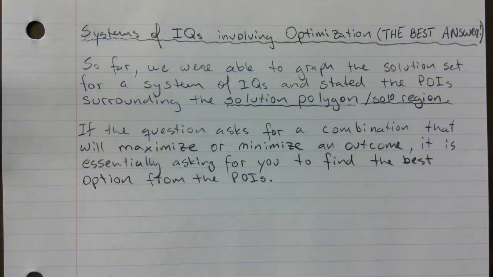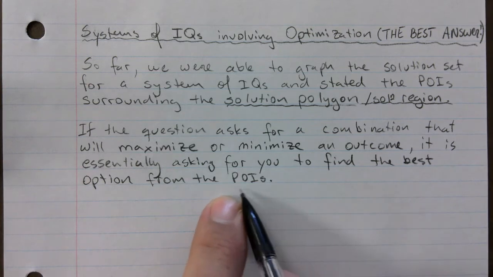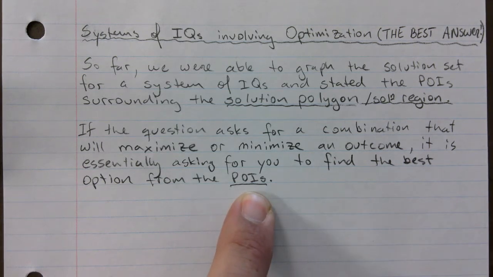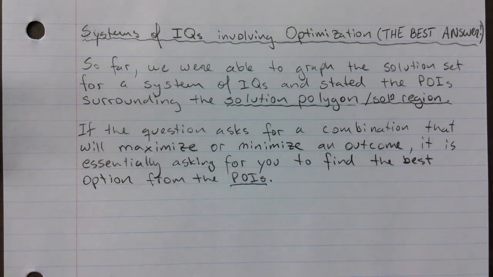So if it says, hey, find a combination that will maximize profit or maximize revenue, right? Or maximize production. It could also be saying how can you minimize cost? How can you minimize the amount you're gonna have to spend for this project? They're asking you to find the best point out of the POIs, right? So you go all the way down to graphing it, finding your solution region, finding the points of intersection, and now we're gonna have to determine just one of those that is the winner. I call them the winner, right? Like the best one out of those, right?